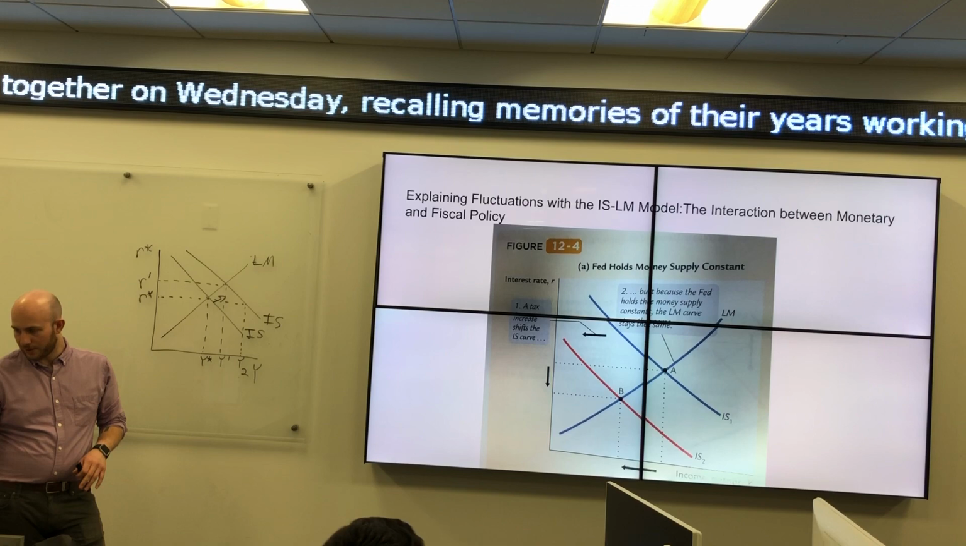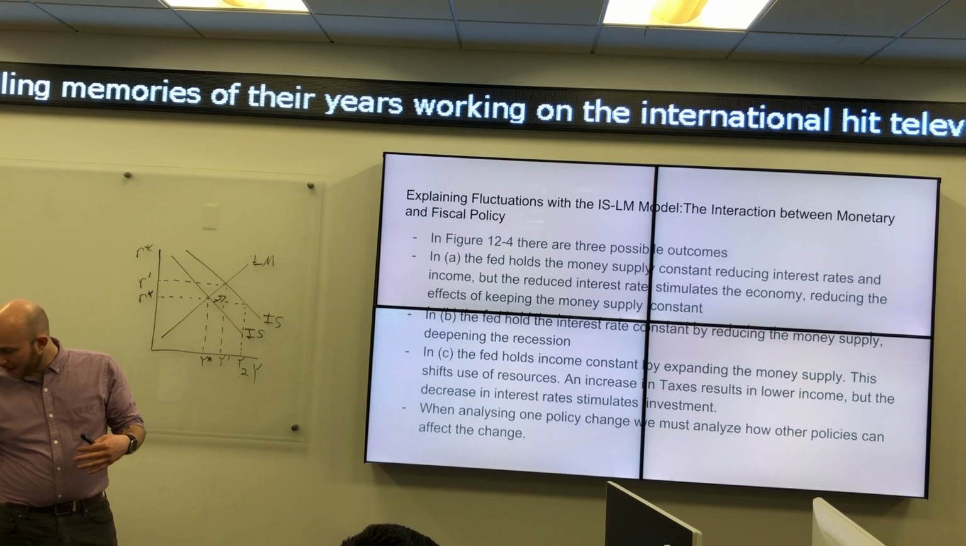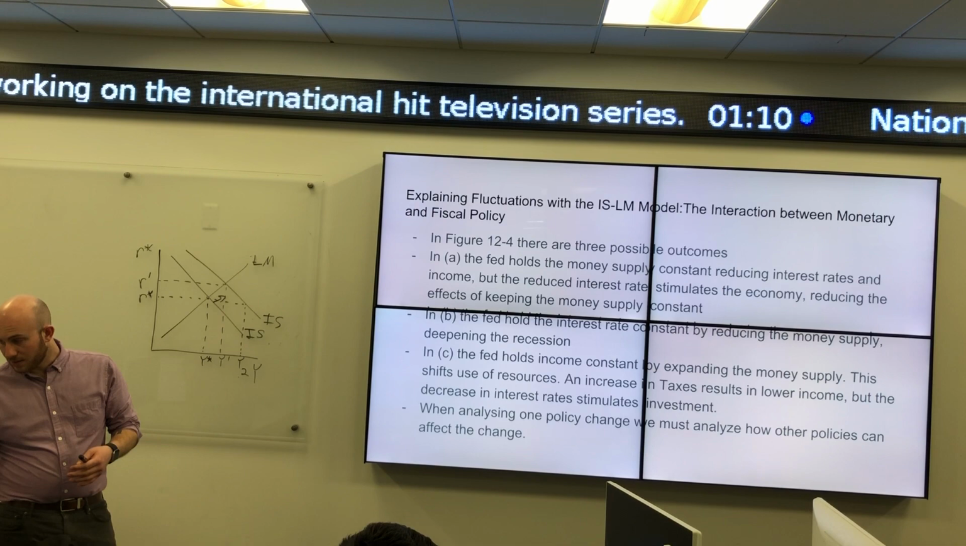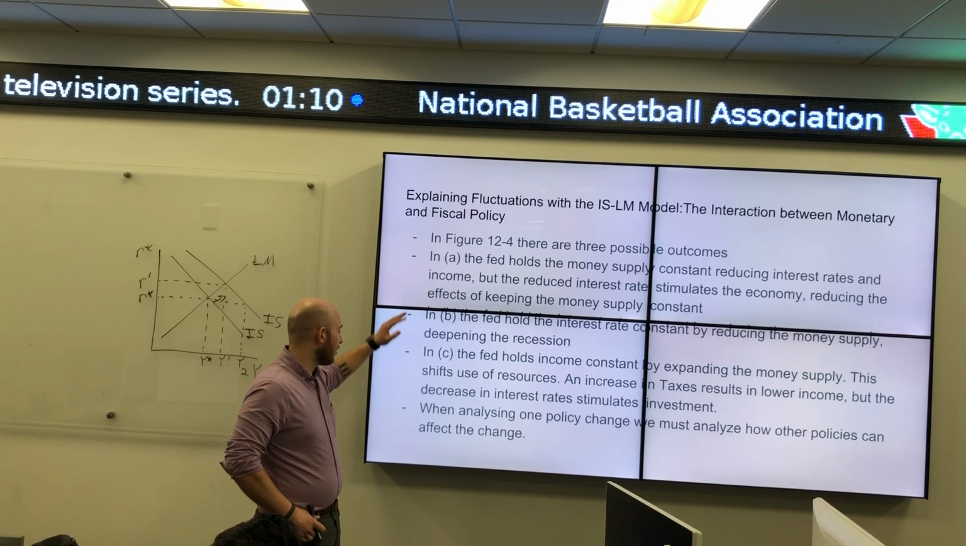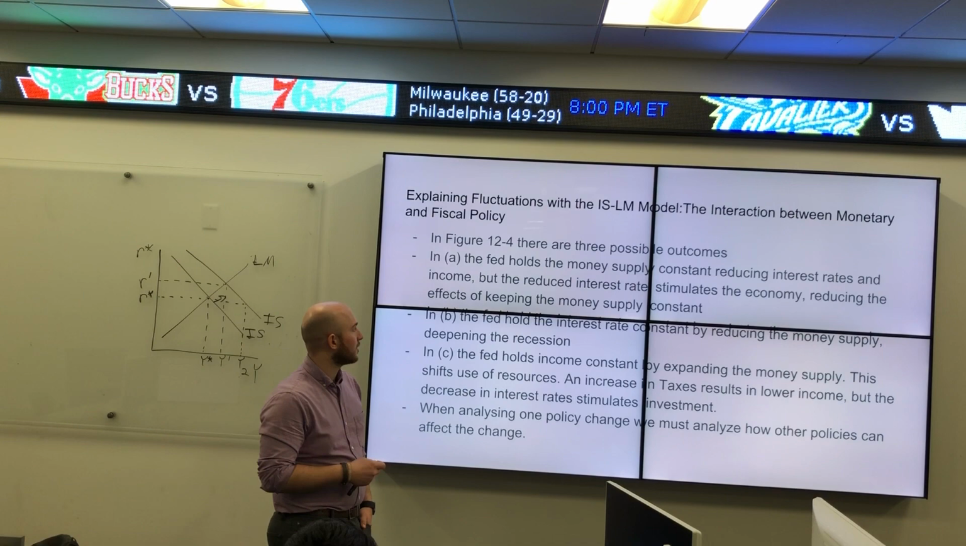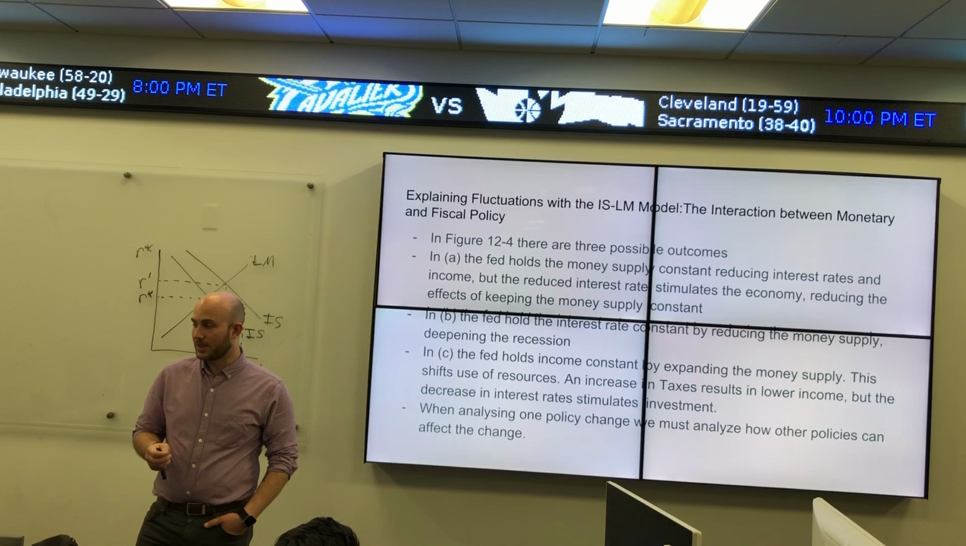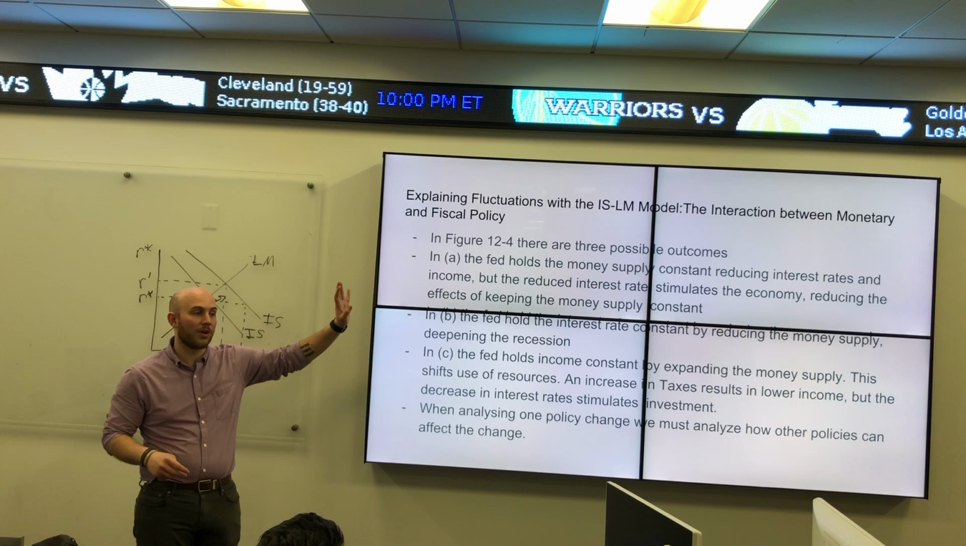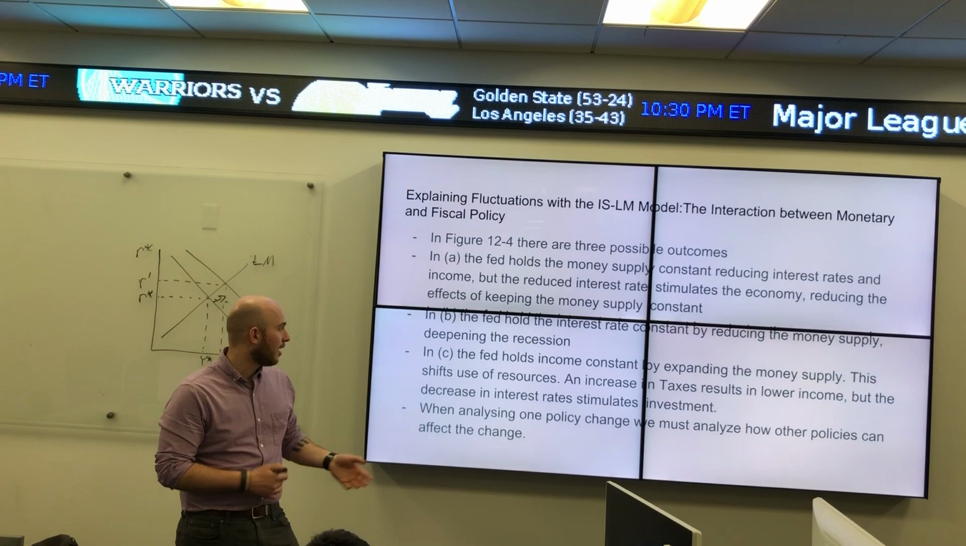Now we have an interaction between monetary and fiscal policy. We're going to see that there are three possible outcomes. In A, the Fed holds the money supply constant, reducing interest rates and income, but the reduced interest rates stimulate the economy, reducing the effects of keeping the money supply constant. In B, the Fed holds the interest rate constant by reducing the money supply, deepening the recession. This is assuming we're in a recession. And C, the Fed holds income constant by expanding the money supply. This shifts use of resources.